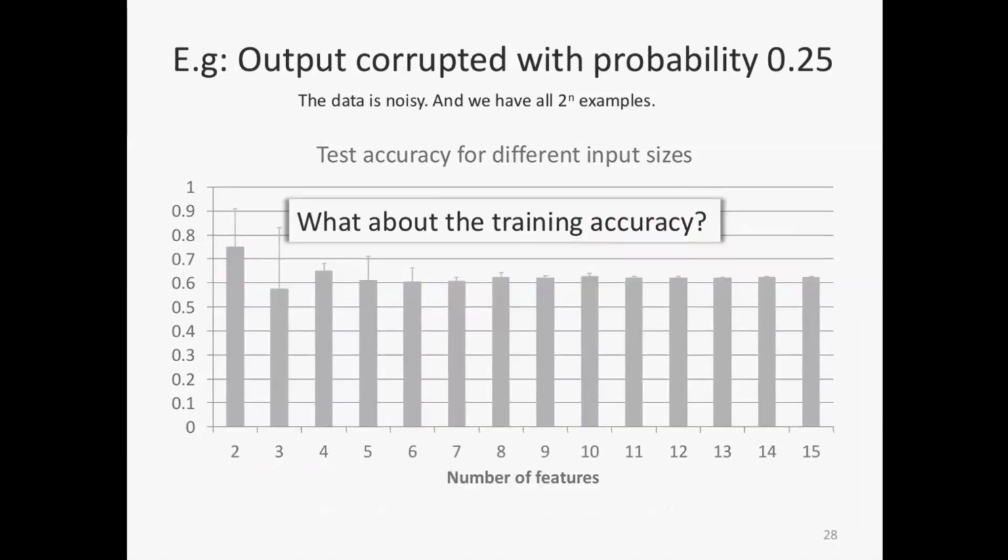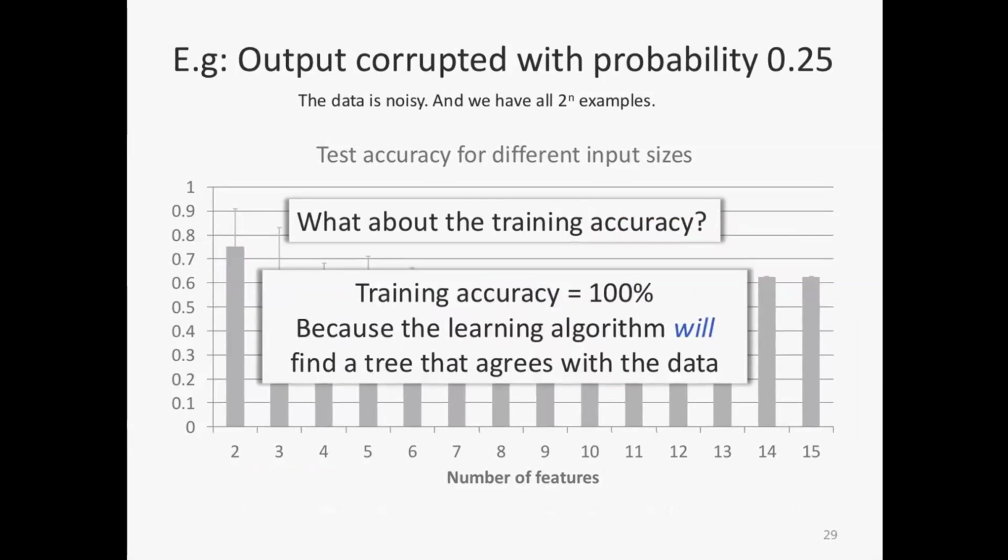But of course, even though the test accuracy is not 100%, the training accuracy is going to be 100%. And we've talked about that. The training accuracy is 100% because the learning algorithm will find a tree that perfectly fits all the data, including the signal and the noise. And that's the important point here. So any questions about this?